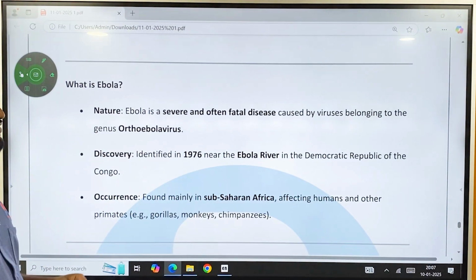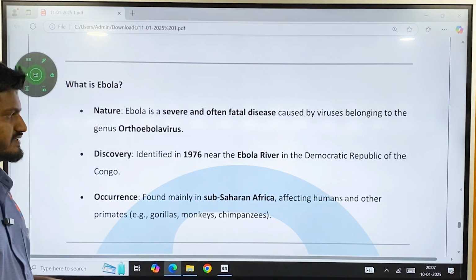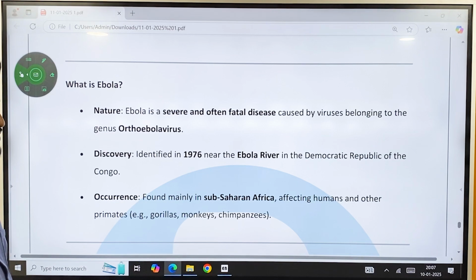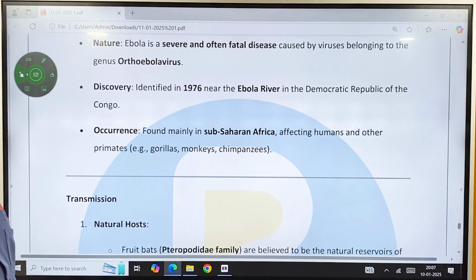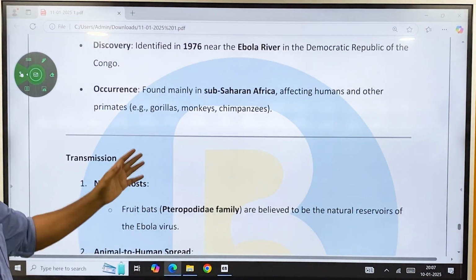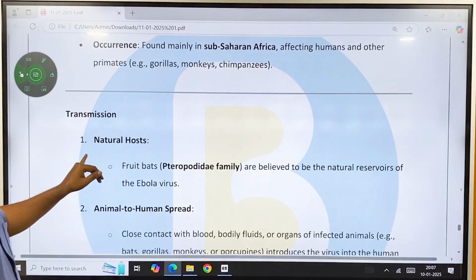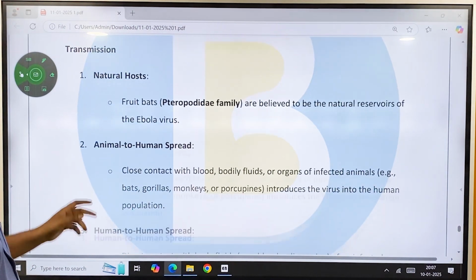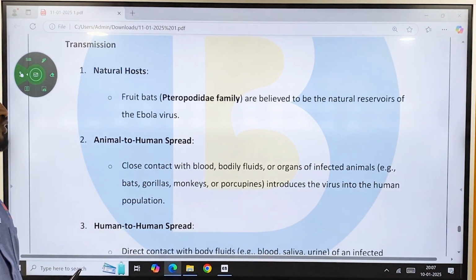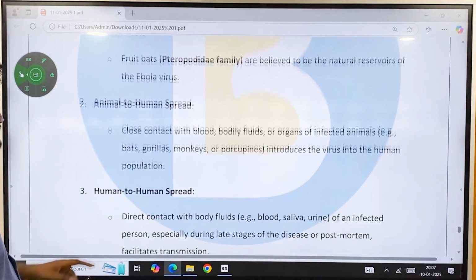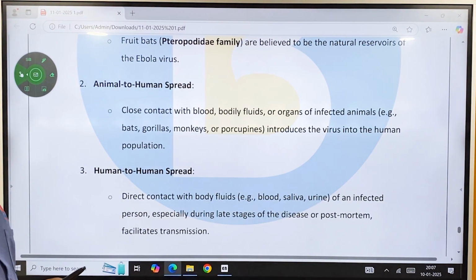Ebola is a severe, often fatal disease caused by viruses belonging to the Ortho-Ebola virus family. It was identified in 1976 near the Ebola River in the Democratic Republic of Congo. Occurrence: it is found mainly in sub-Saharan Africa, affecting humans and other primates such as gorillas, monkeys and chimpanzees. Transmission: it can transmit naturally also. Naturally the hosts are fruit bats, believed to be the natural reservoirs of the Ebola virus. Animal to human spread: it is a zoonotic disease.